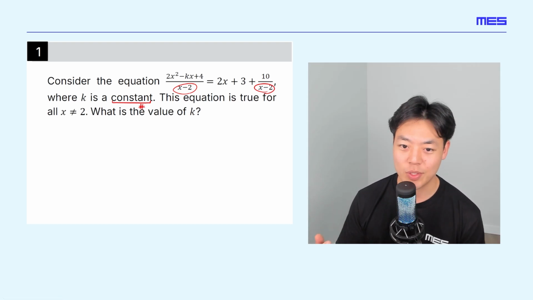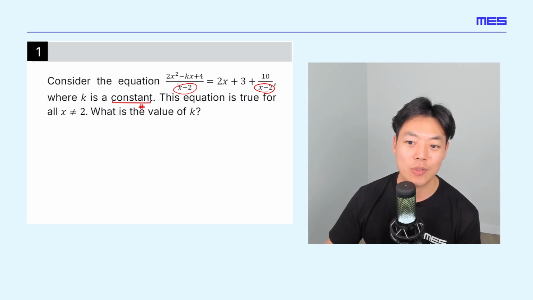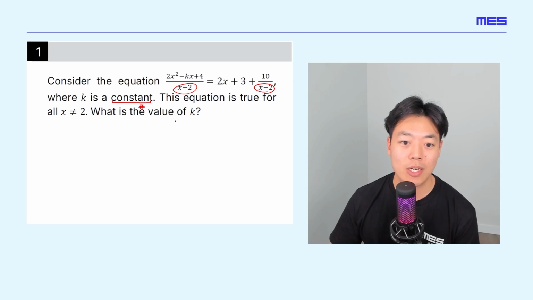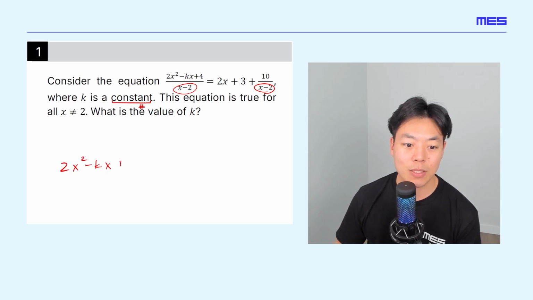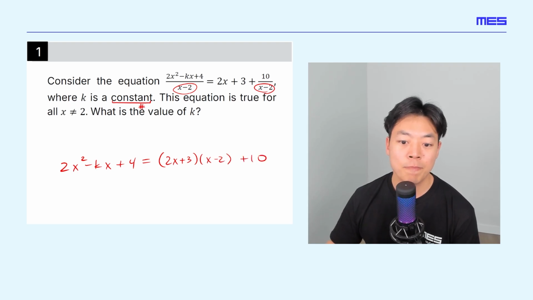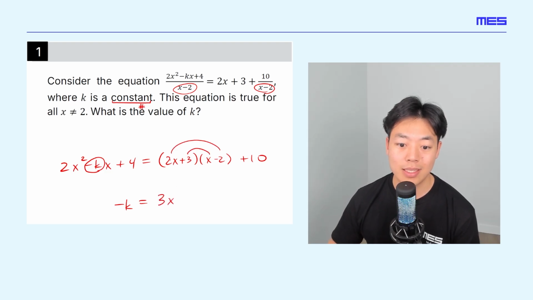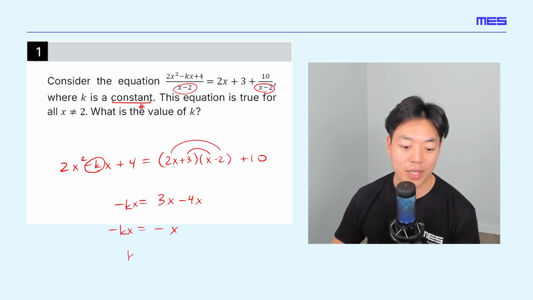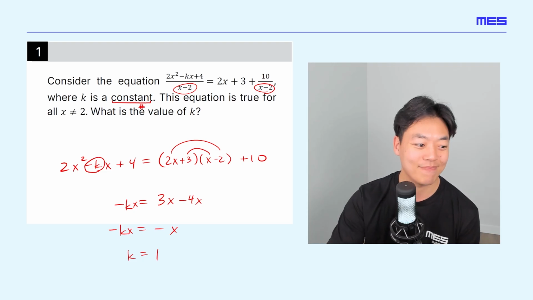Students, don't waste your time dividing by x minus 2 here. Just simply multiply both sides by x minus 2. Then we'll get 2x squared minus kx plus 4. And on the right, the x minus 2's will cancel out in this fraction, and we're going to be left with something like this. We don't even have to distribute this out completely. I just want the coefficient of x. So I know negative k will equal 3 times x plus 2 times negative 2. So negative k is equal to negative x, or kx and x. So therefore, k will equal 1, just like that.